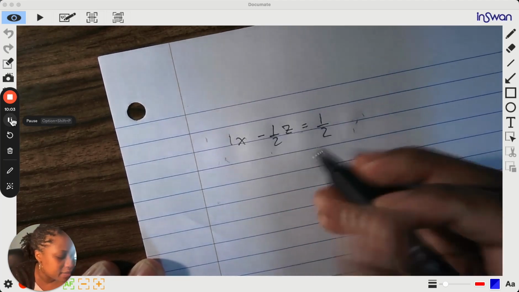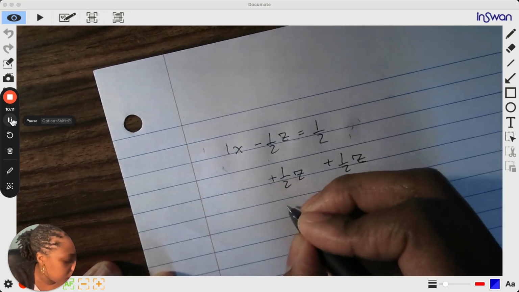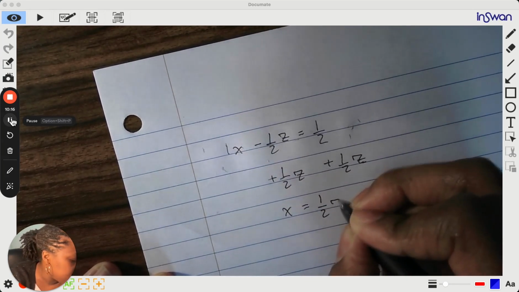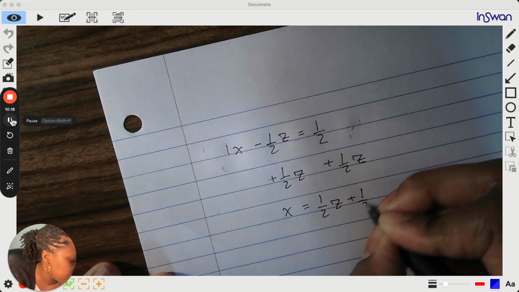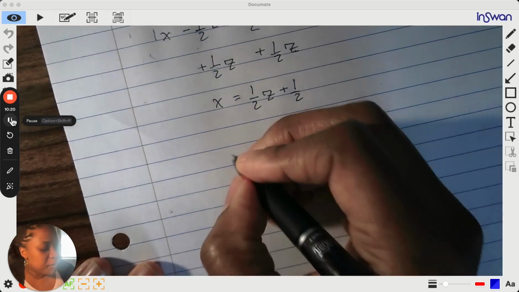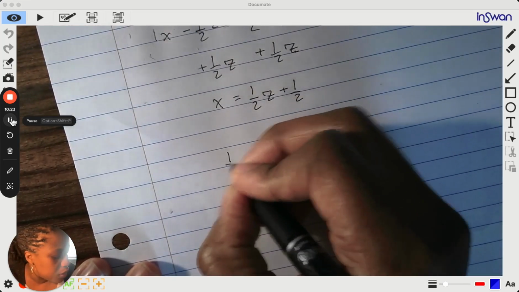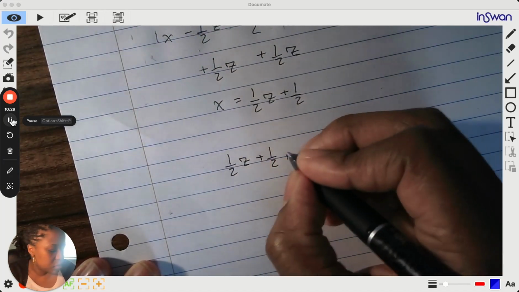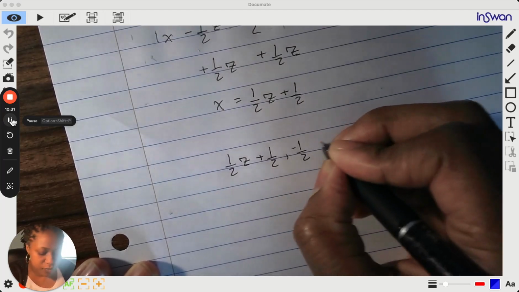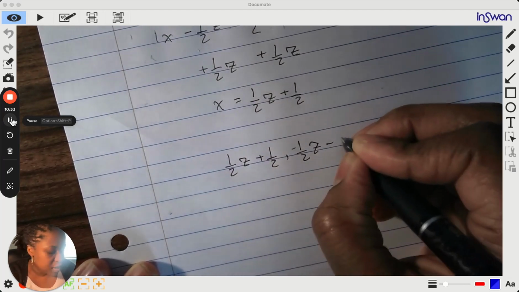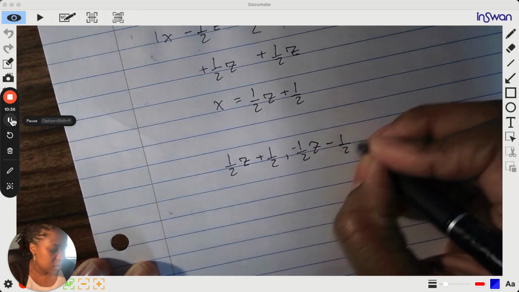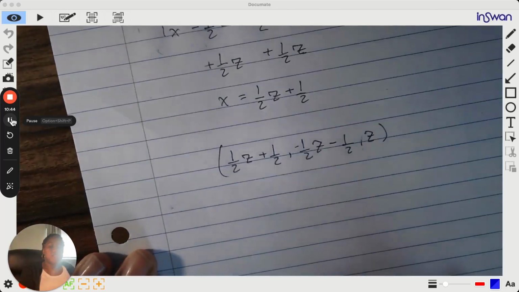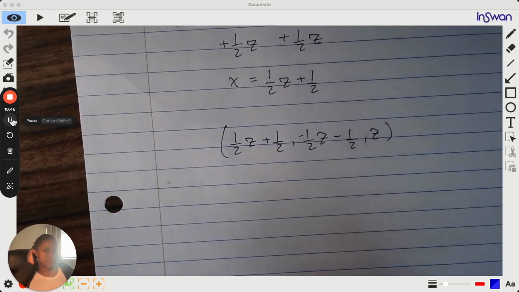I'm going to move over my z term. And I'm left with x being equal to 1/2 z plus 1/2. All right, and if I have to rewrite my solutions in order, I'm going to do 1/2 z plus 1/2, comma, -1/2 z minus 1/2, comma, and then I have z. So that would be the solution to my matrix for this one.